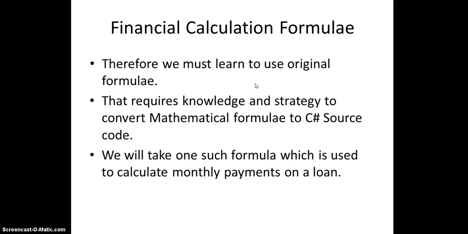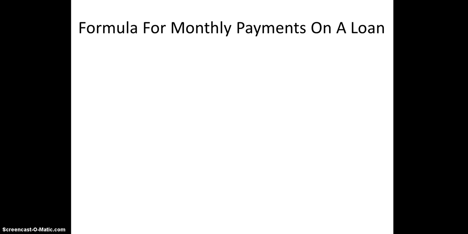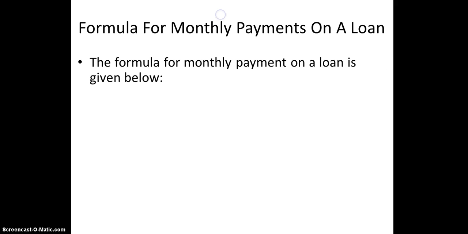These kinds of loans are taken when you buy a car, for example. Mortgage interest is a little different, although it might have some similarities. But when you buy a car and take a car loan, it's pretty simple, and this kind of formula is used in those cases. Okay, so the formula for a monthly payment on a loan is given as below.